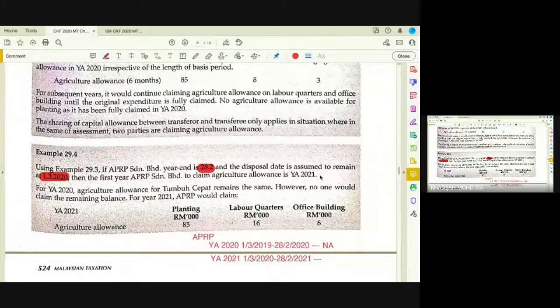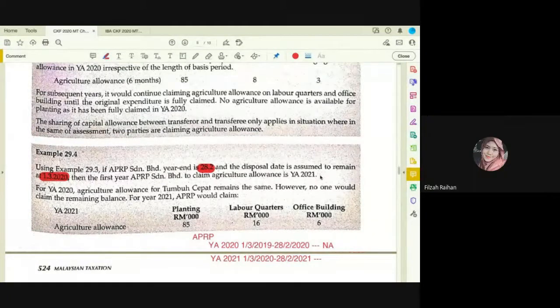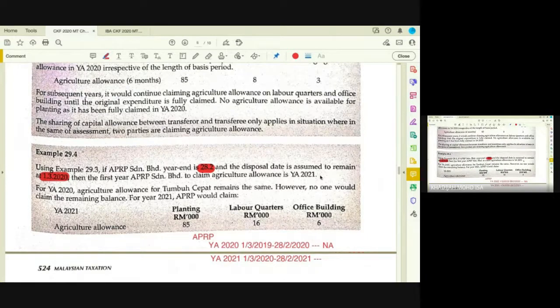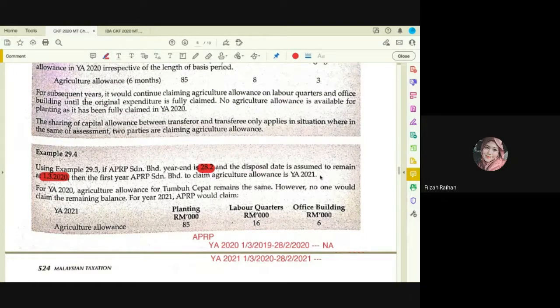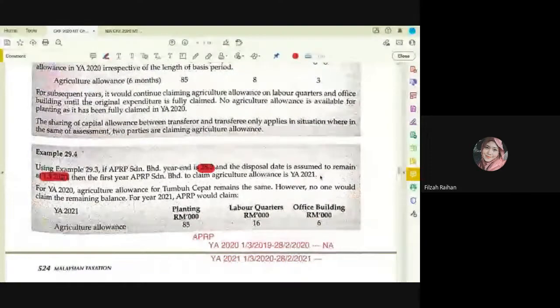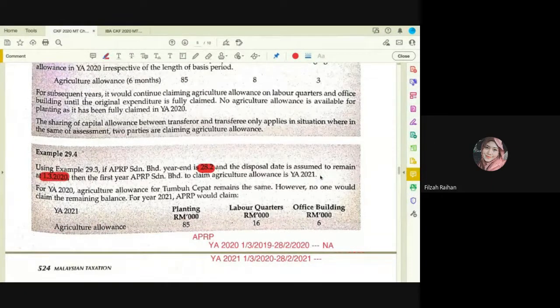Okay, what is the year end of APRP? The year end is 28 February. Okay, so what would be the basis period for YA 2020? The basis period for YA 2020 ends at 28 February. So I think they cannot claim in YA 2020 because the year end has ended. When did you acquire the asset? Acquire the asset and the disposal date remain.